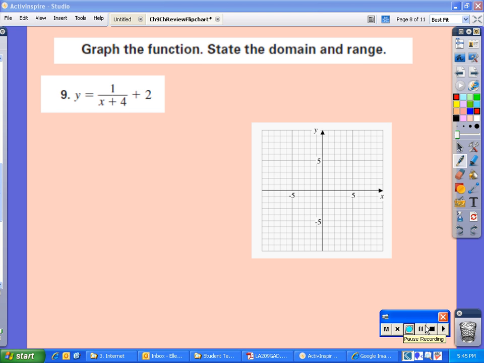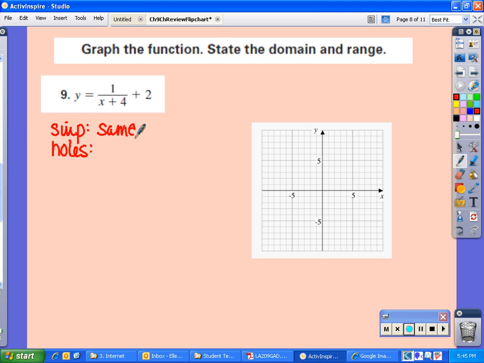Let's do number 9. Again, we're graphing a hyperbola. Notice that again, this one does not simplify and that there are no holes. First, we'll look for the vertical asymptote. We find that where we set the denominator equal to 0. So we get x equals -4.